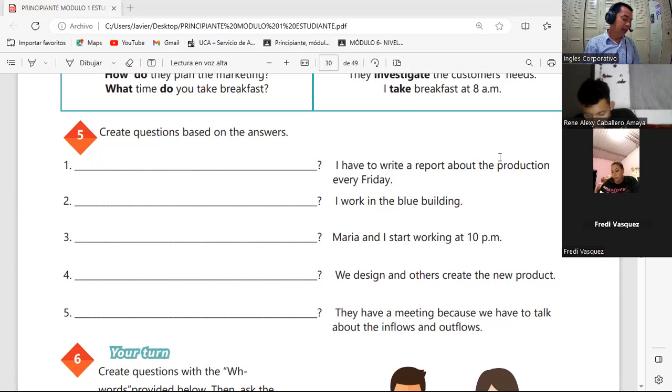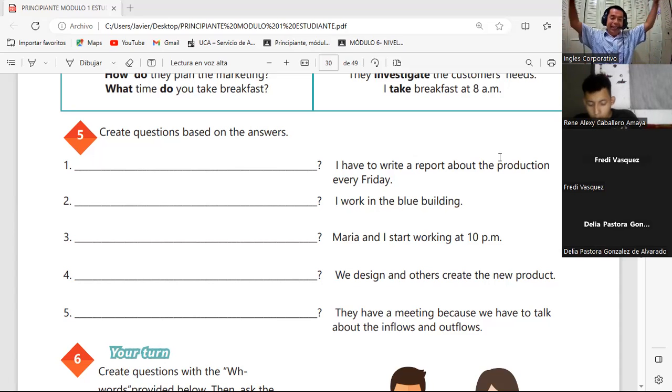Blue building. Okay. And Maria and I start working at 10 p.m. What time? What time? Correct. Yes. And number four, we design and others create. Nosotros decíamos, what? What do? No, it's how. How do you? ¿Cómo? ¿Cómo ustedes crean un nuevo producto, right? How? And number five, they have a meeting because. Why? Correct, right?